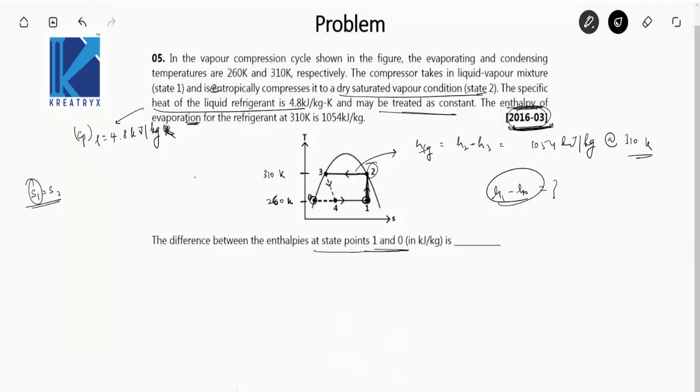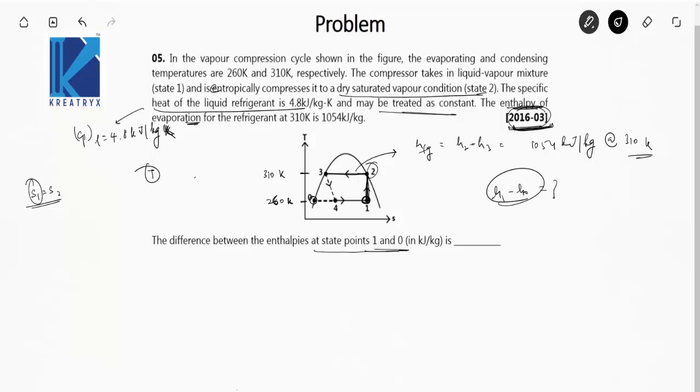For finding the entropy at state point 1, I have to take a reference temperature T, from which I will be calculating all the entropy values of the state points, because no entropy value is given. So let that reference temperature be T.